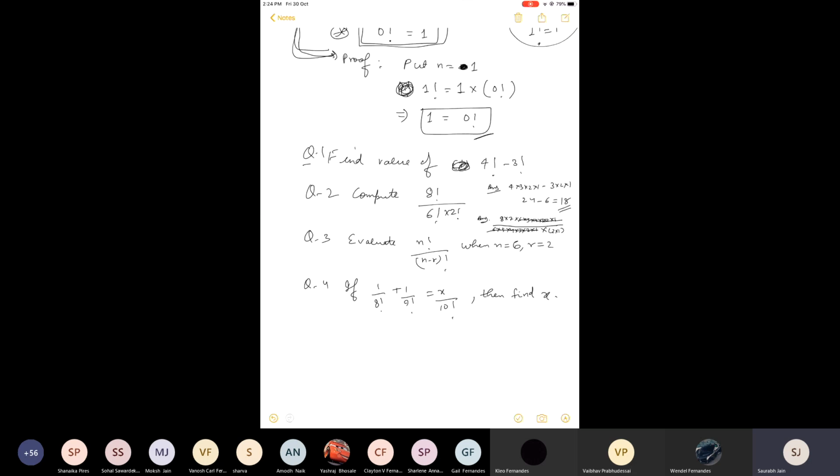So what is left? In the numerator, 8 into 7 is written, and in the denominator it is 8 into 2 into 1. So what is the answer? 28. 8 will be cancelled by 2, 4 times. 4 into 7, 28. These are the answers. Go on solving these questions. Next question, third, fourth.